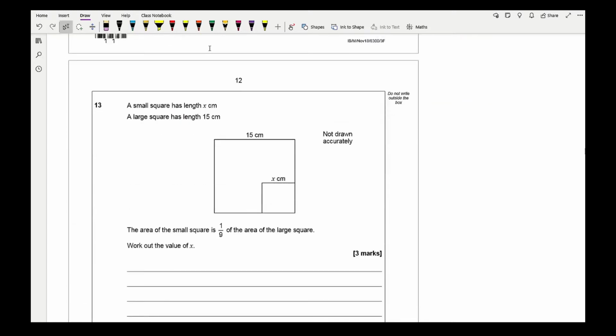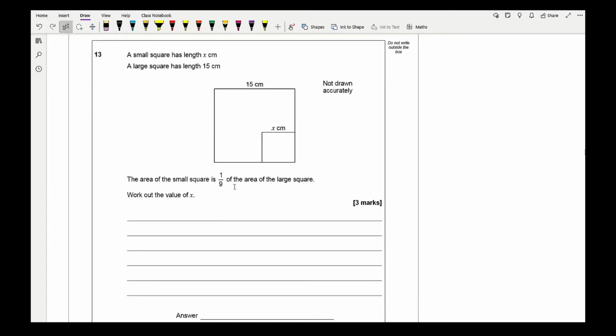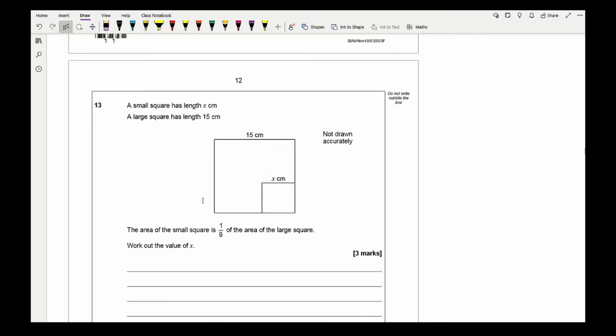For question 13, it says that a small square has a length of x and a large square has a length of 15. The area of the small square is 1/9 of the area of the large square. Work out the value of x. So what we need to do here is first work out the area of the big square. The area of the large square is 15 times 15, which is 225. I then need to work out what 1/9 of that area is. So 1/9 times 225 gives me 25, and this is the area of the small square.